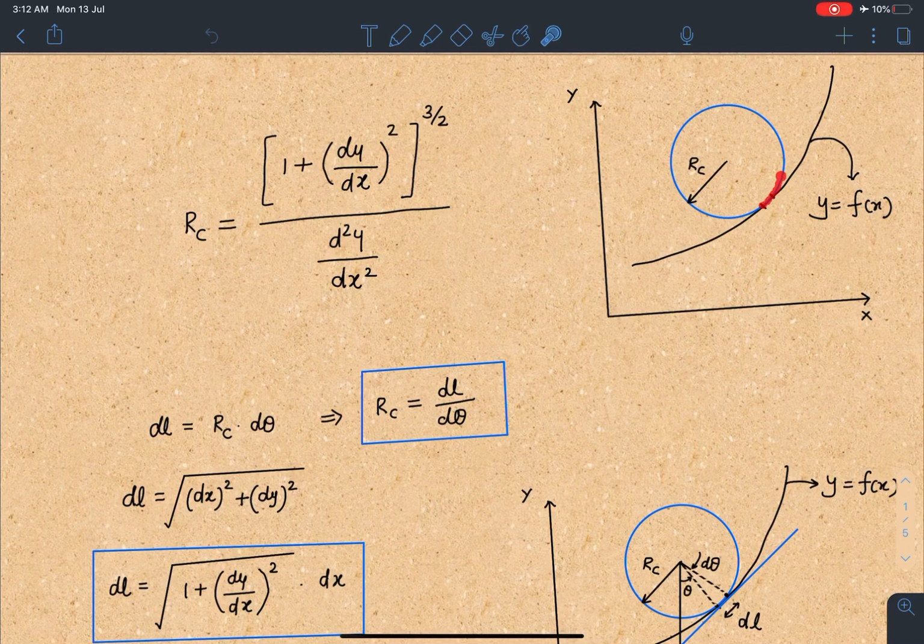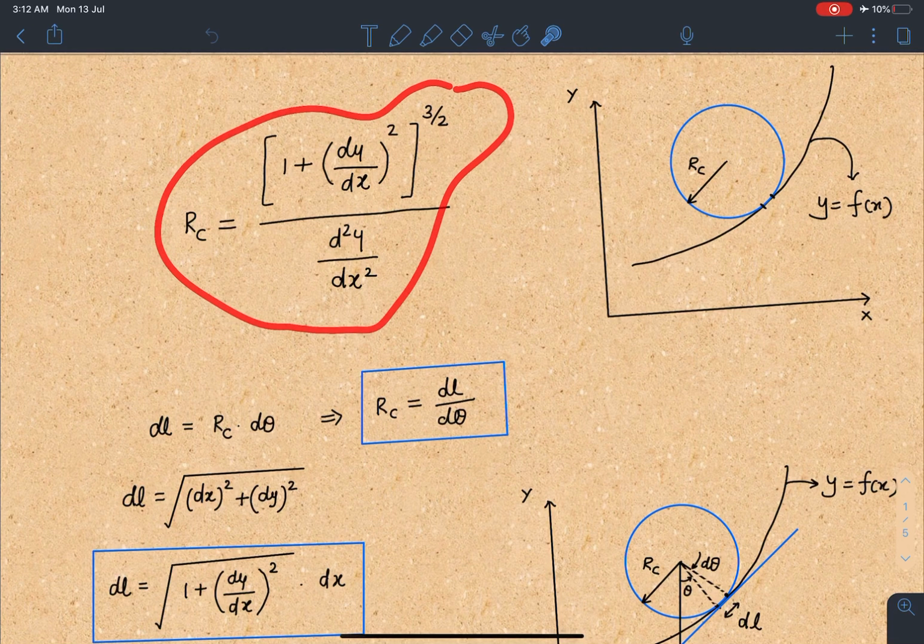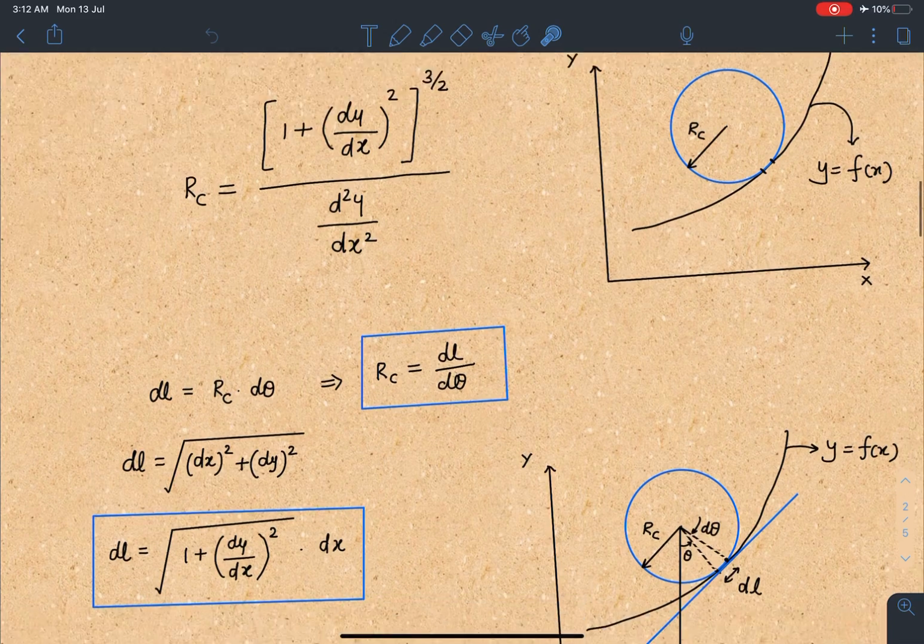If it is part of some circle, then the radius of that particular circle is going to be the radius of curvature at that particular point, as you can see here. And if a function is given, this is how we normally calculate radius of curvature. So we are going to work on this formula, how to obtain it.